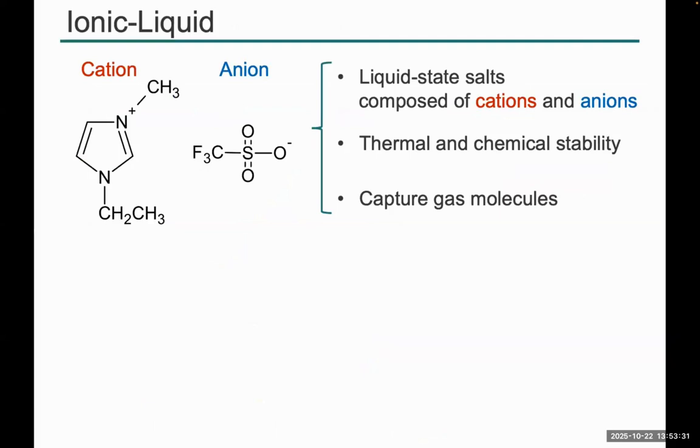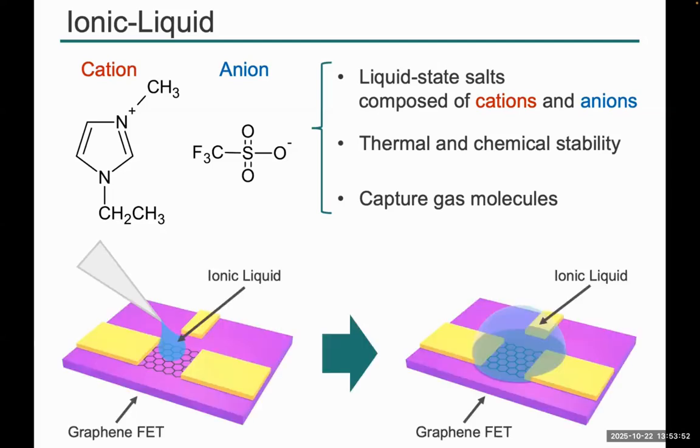In this study, our group focuses on ionic liquids, which are liquid-state salts composed of cations and anions. This material has thermal and chemical stability, and it can also capture some kinds of gas molecules. At first we fabricate the graphene FETs, and then the ionic liquid is drop cast on the graphene devices as shown in this figure.